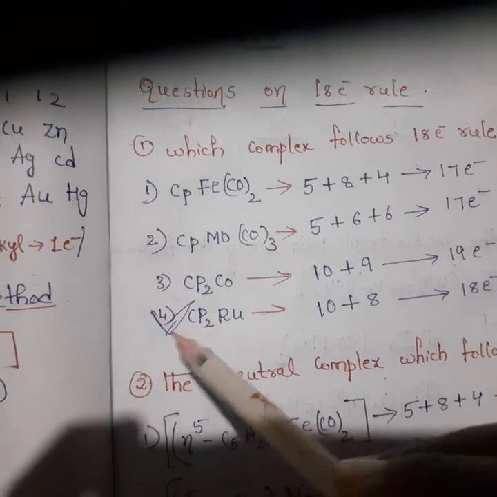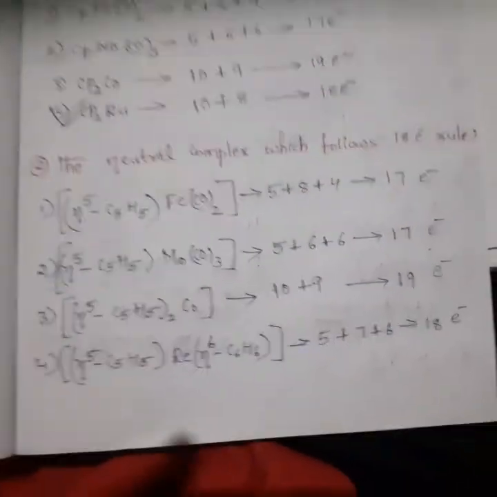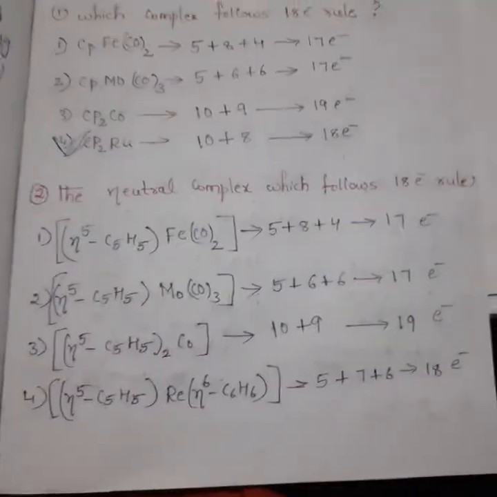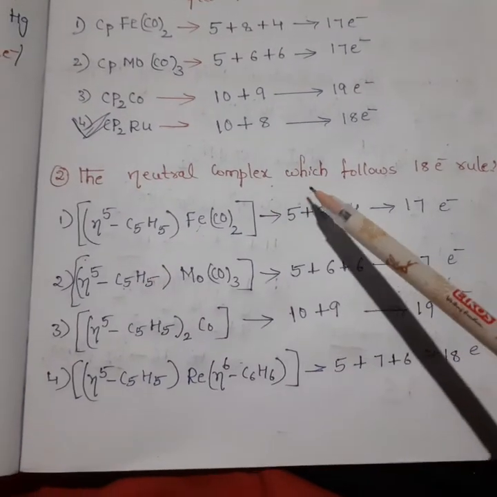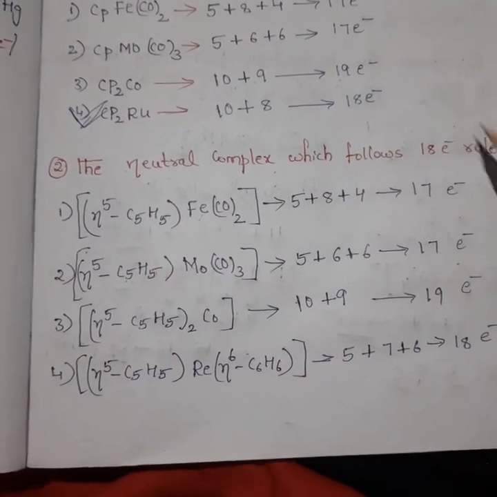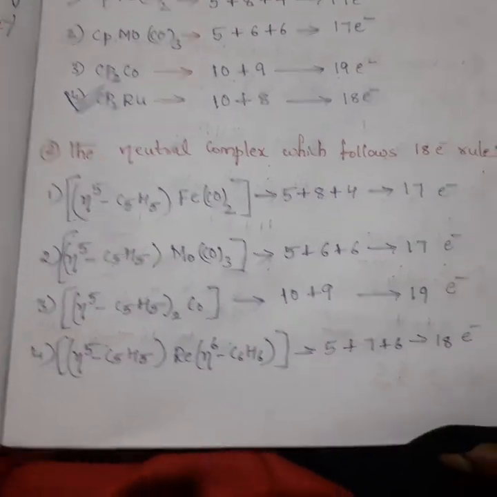Okay. Next. Let's see the next question. The neutral complex which follows 18 electron rule. Okay. Let us see.